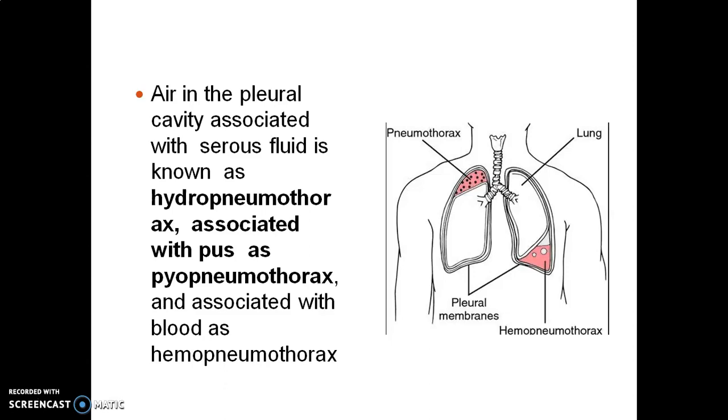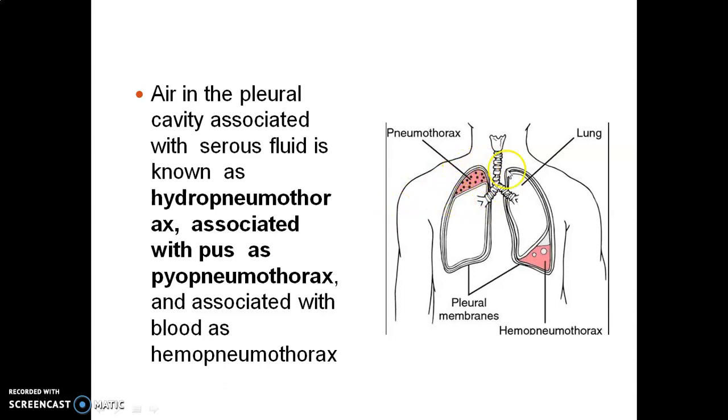Collection of fluid is hydrothorax, or collection of blood is hemothorax. Sometimes air and blood accumulate together. If fluid accumulates, it goes towards gravity, so it will fill near the base of the lung, whereas if it is air, it will accumulate near the apex.